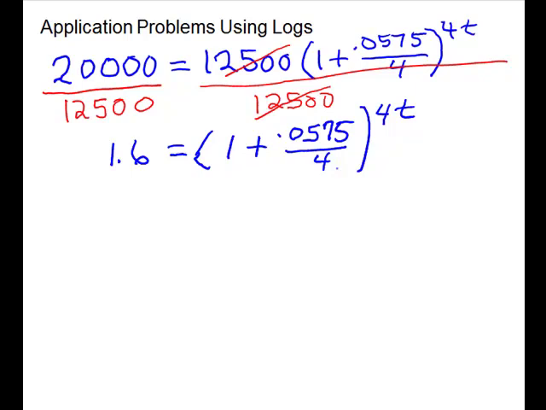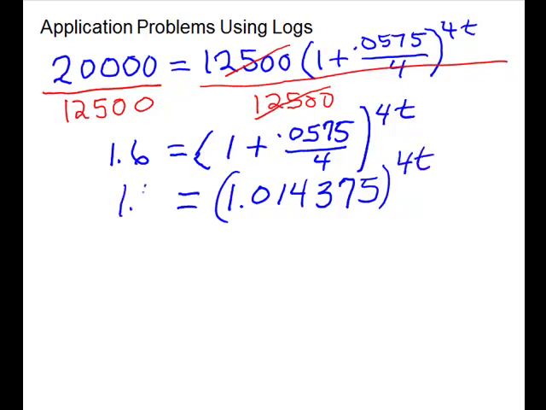So 0.0575 divided by 4 gives me 0.014375. And then I added that to 1. So I get 1.014375 to the 4t, and this side just comes down. And that's all we can do at this point.